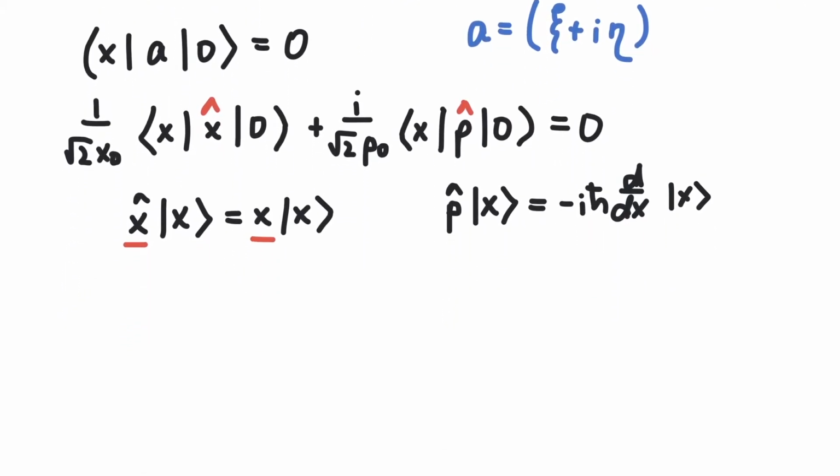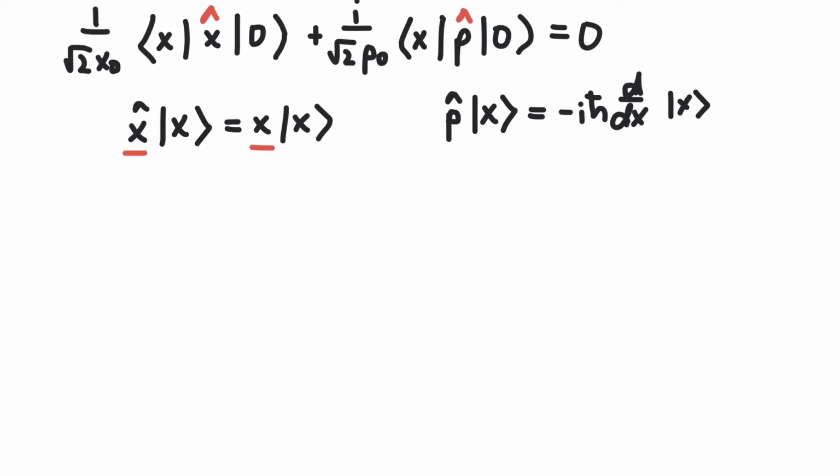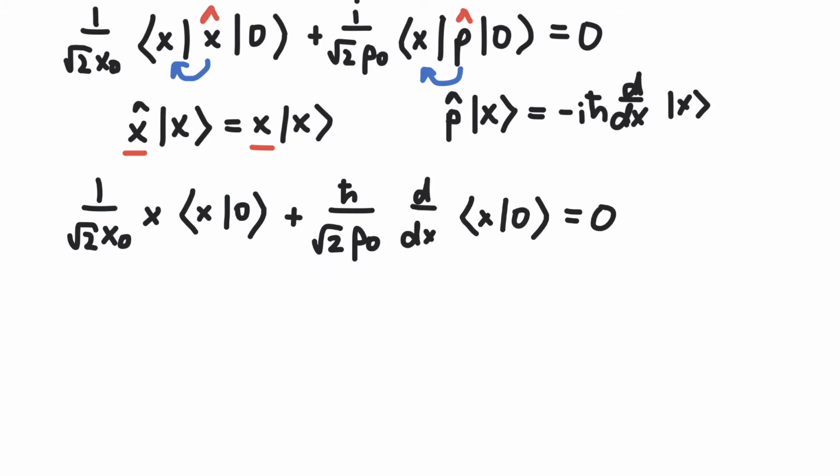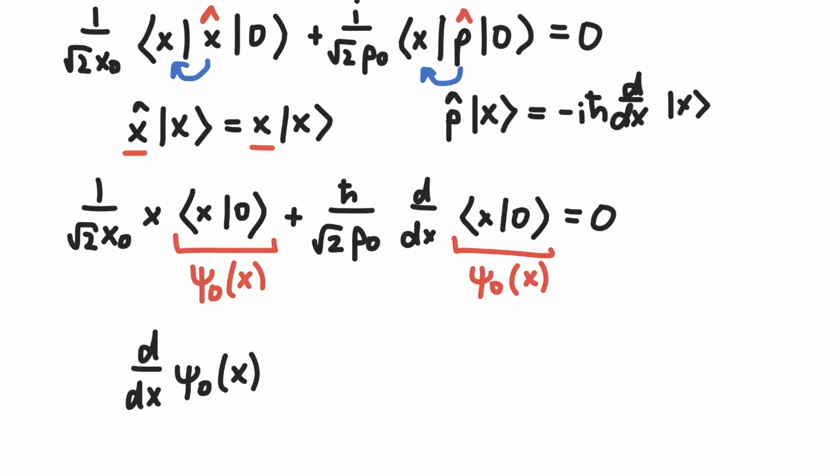Since x and p are Hermitian operators, we can also let them act on the left side. This gives us the following differential equation. This expression here and here is now a function of x, so we can call it ψ0(x). If we multiply some constants and subtract one term to the other side, we get the following equation. If you remember the definitions of p0 and x0, we can also write this as mω over ħ.